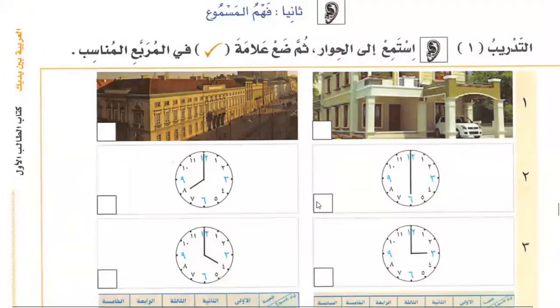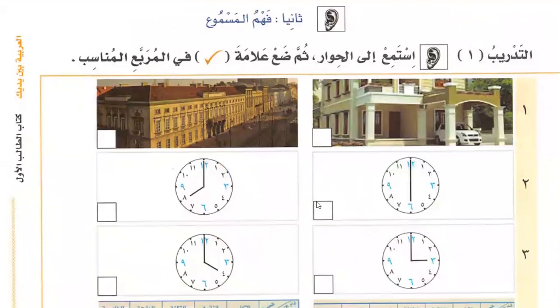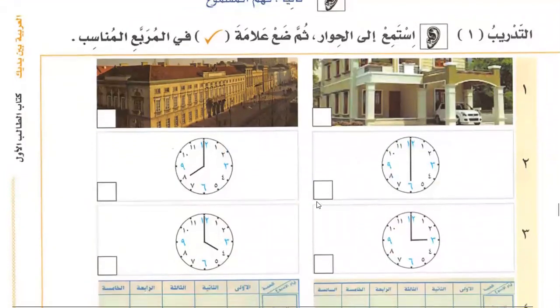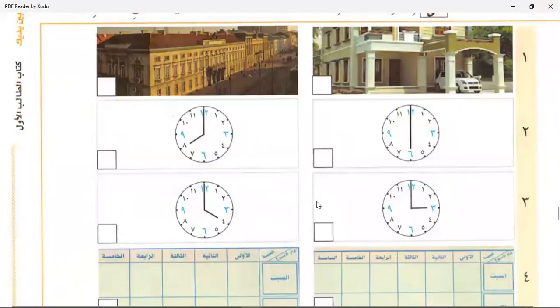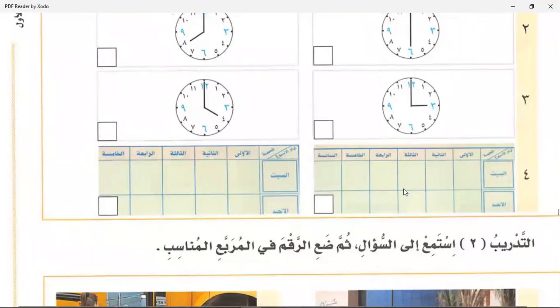If anyone has any questions, you can ask me. Can't understand number 4. Number 4, the question is kam hissatan tadrusu fil yawm. The answer is adrusu khamsa hissatin fil yawm. Any question?